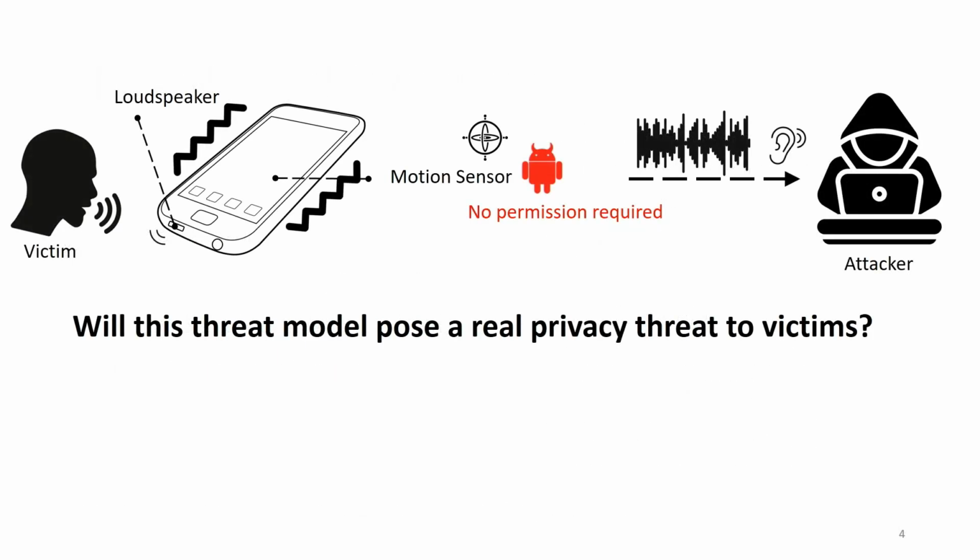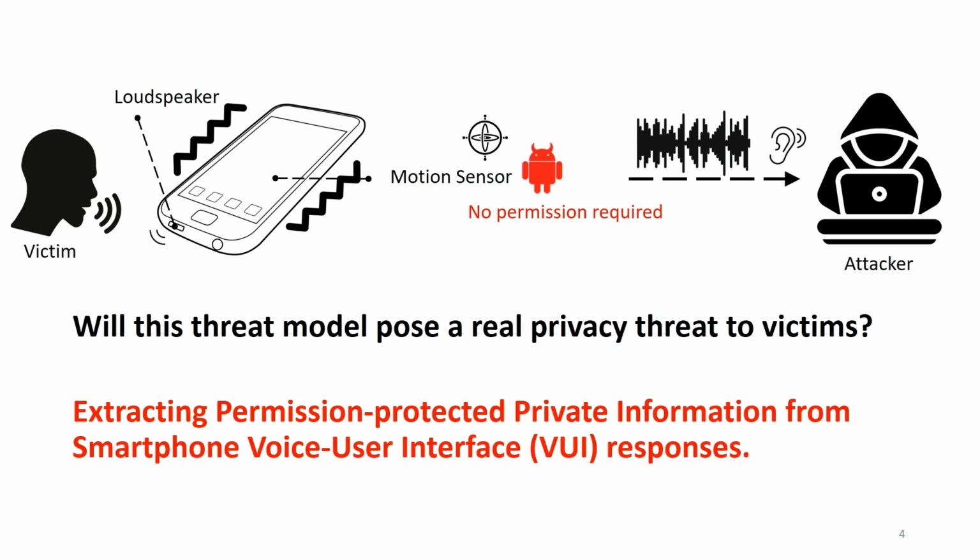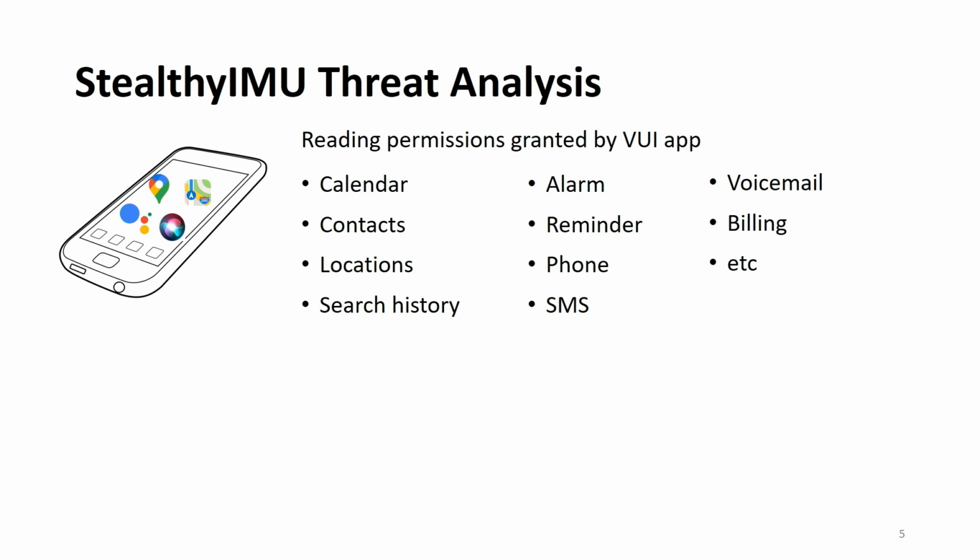So in this work, we consider the problem where this threat model poses a real privacy threat to the victim. That's why we introduced the threat model StealthyIMU, which extracts permission-protected private information from smartphone voice user interface responses. The basic attack surface for StealthyIMU is that we all know voice assistants need to be granted many reading permissions from the smartphone OS, like your calendar, alarm, voicemail, and even your locations, phone numbers, search histories, because they need to use this information to reply to the user for a specific voice command.